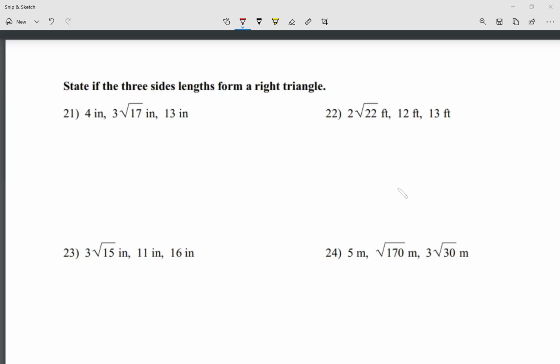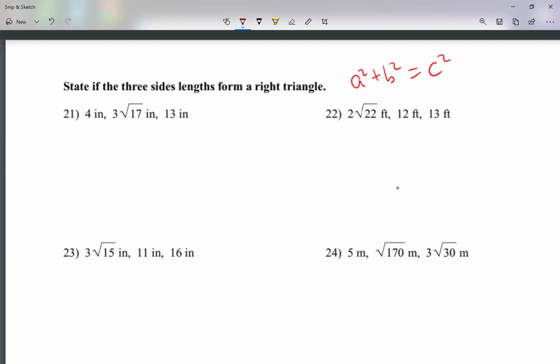Now here it says that three side lengths form a right triangle. So I'm giving you three sides. But I remember we're dealing with the Pythagorean theorem. So I know a squared plus b squared is equal to c squared. Now here it's asking, state if this is true, if a squared plus b squared equals c squared.